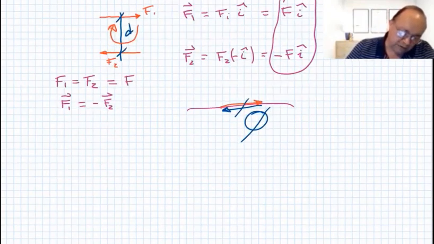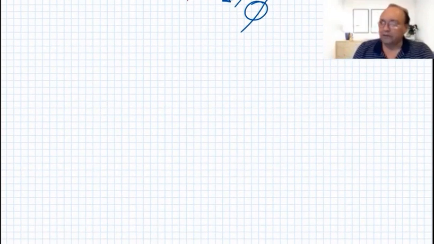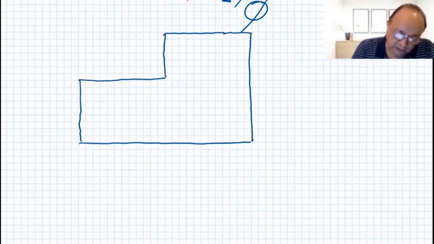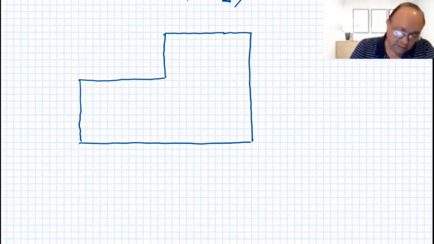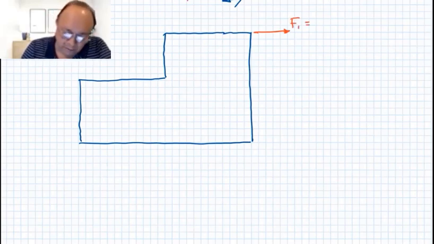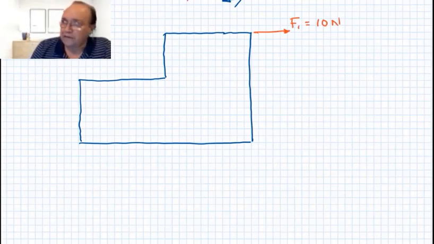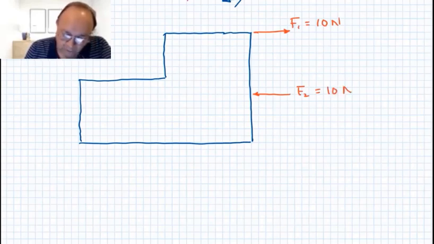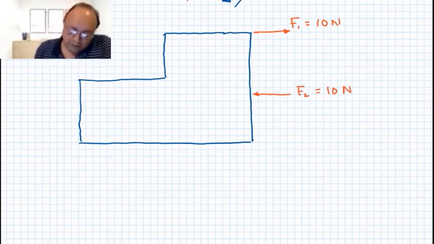Let's do it here, on a figure. Let me draw a figure here. Let's say that I have a couple applied to this. I have a force here, F1 equals 10 newtons. And I have another force here, F2. If we want this to be a couple, this has to be also 10 newtons. They have to be in the same direction, in the opposite sense, and of the same magnitude.